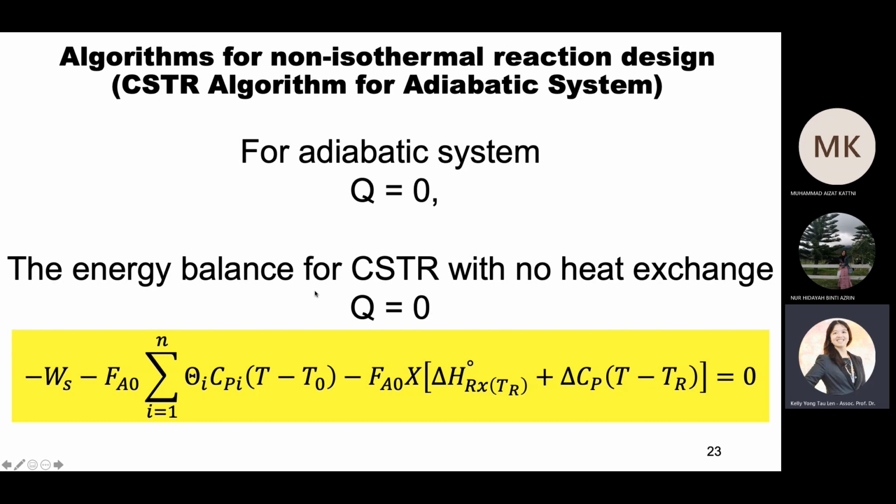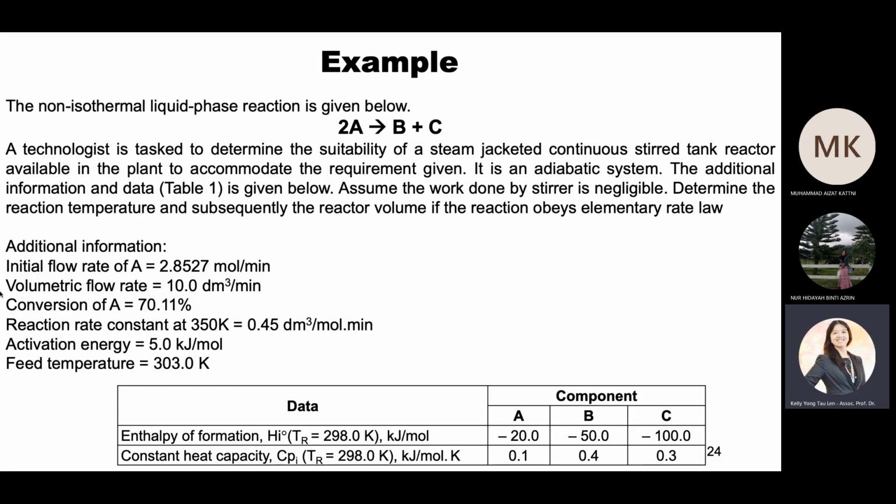But how does it influence our design equation, our energy balance equation? The original equation had Q, but now Q becomes zero. That's the only difference. Non-adiabatic, you calculate Q; adiabatic, you don't need to calculate Q. The other parts of the equation remain the same for your calculation, and the target is still the same: you know the temperature, you find the conversion, or you know the conversion, you find the temperature.